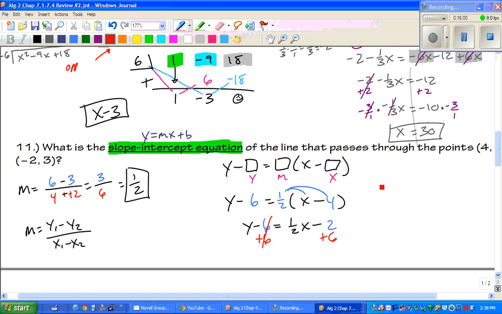Add 6 to both sides, add 6. And then your final answer, y equals 1/2 x plus 4. Alright, let's go ahead and flip it over.